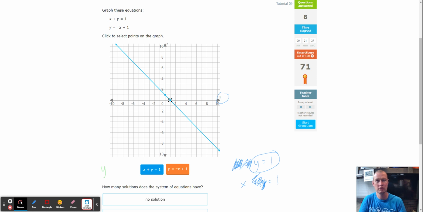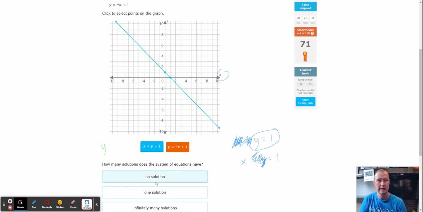Now, the orange equation is already in order. So, orange equation, leave it. And this is graph it. Positive 1, up 1, lands right here. And I'm just going to go ahead and click on it. You guys know how to do that one by now. Negative X is down 1 to the right 1, down 1 to the right 1. Oh! We got ourselves an infinitely many solutions.